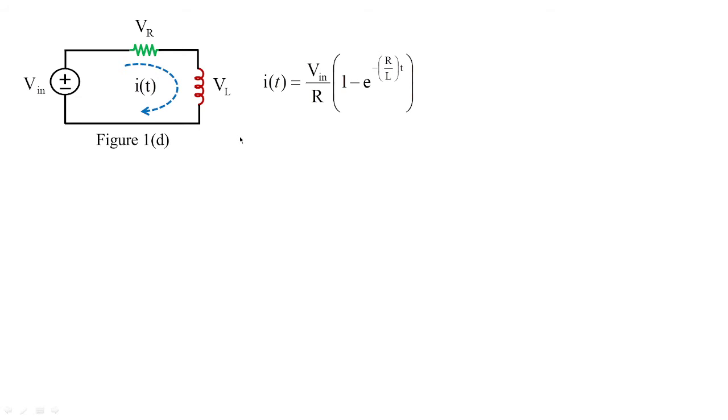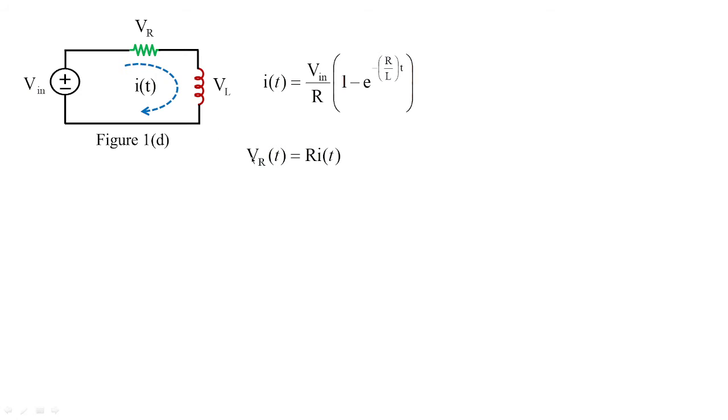Now, if we implement the same analysis to obtain the voltage developed across the resistor or the inductor, when the transient current I of t is equal to V in by R into 1 minus e to the power of minus R by L t, with this information, if we want to obtain VR and VL, can we do that or not? Yes, we can do that.